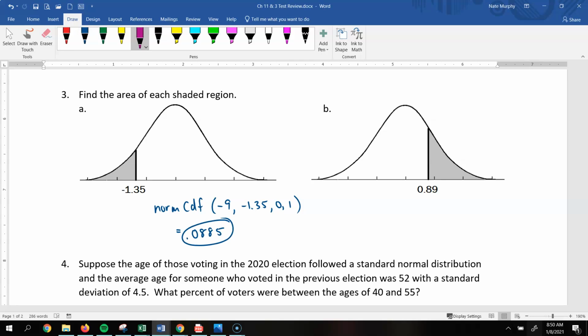And the last one here, for number 3, again, we're going to do the normal CDF. Except this time, our lower boundary is 0.89. Our upper boundary keeps going on infinitely. So we'll just say 9, and then 0 and 1, if you have to do it like mine. And then when you do that on your calculator, you get 0.1867 as your answer.